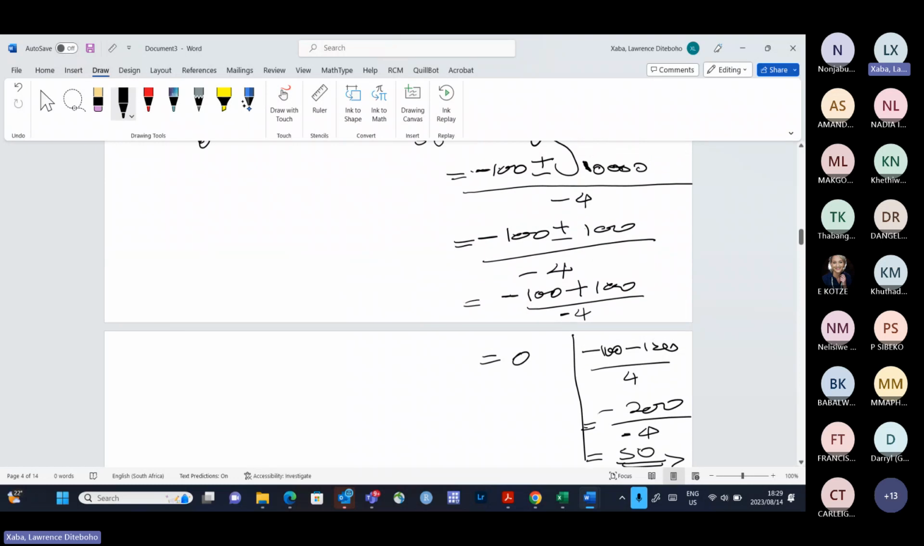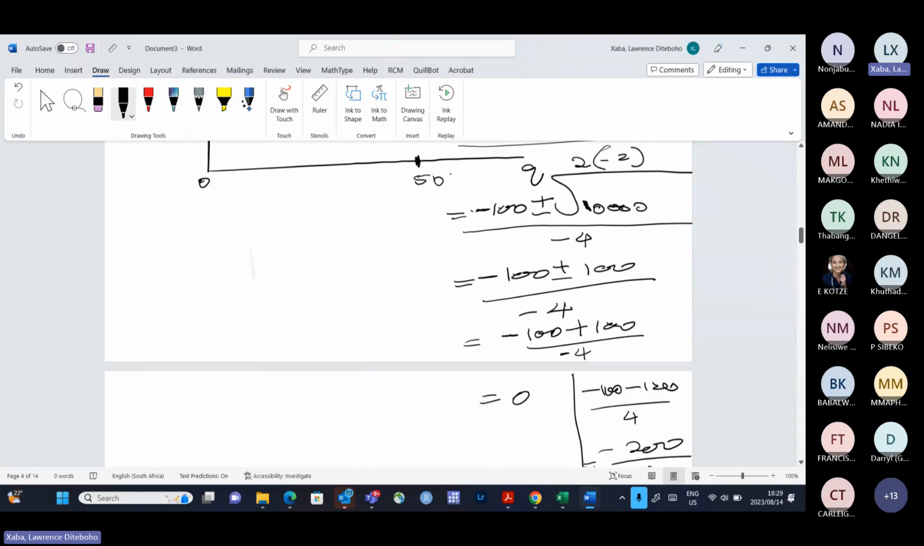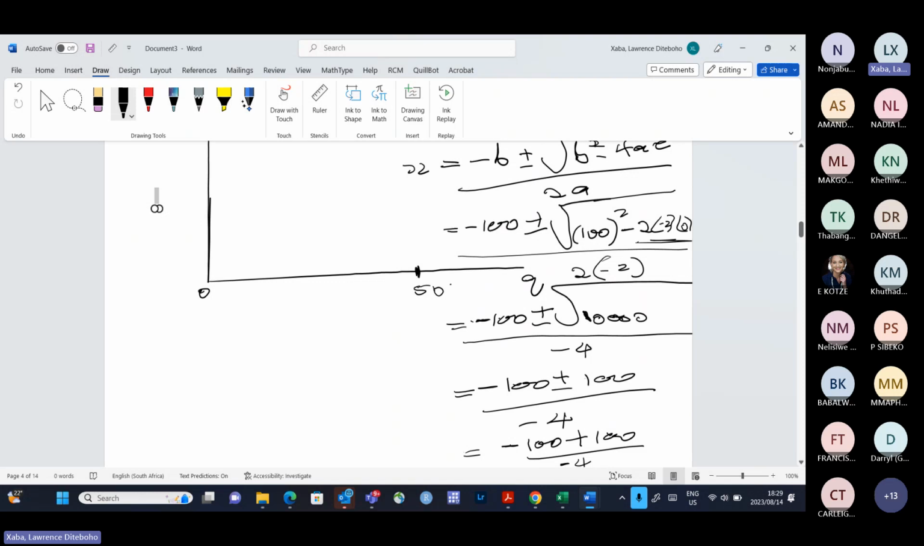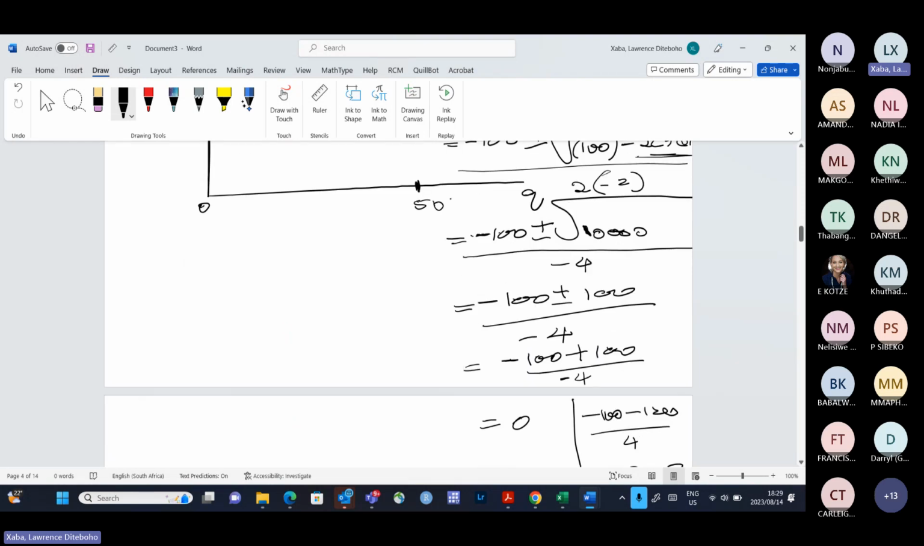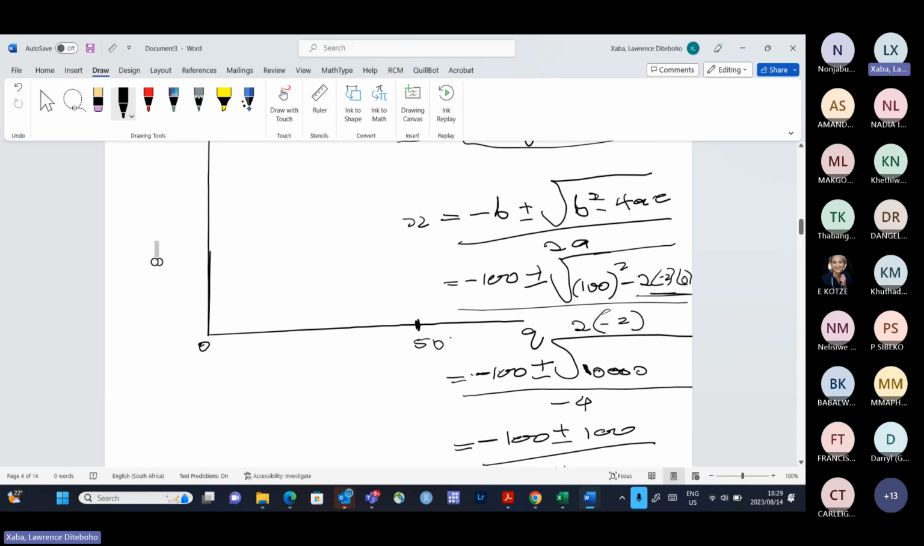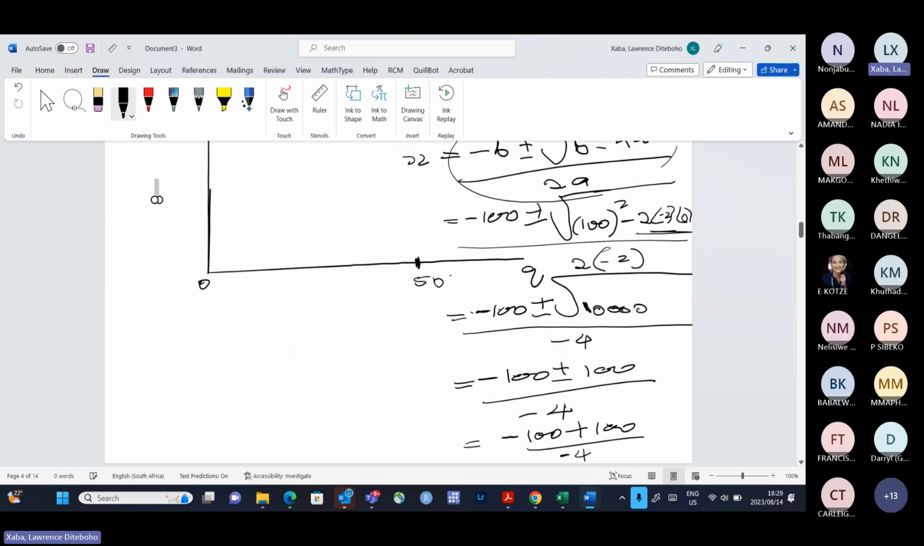So now we have our values of Q. We know Q is equal to 0, and again, Q is equal to 50. So here are the values. So what do we do now? We want our turning point. And our turning point also is derived from this formula, where we say our turning point Q is equal to negative B divided by 2A.